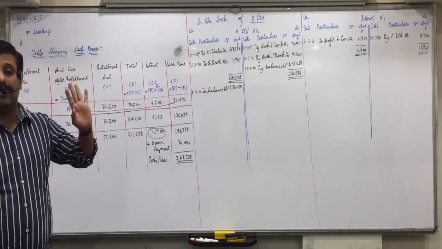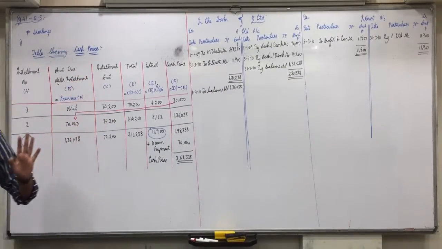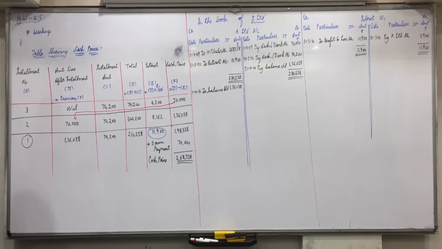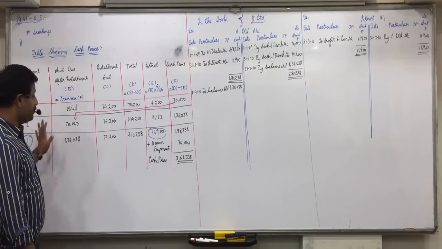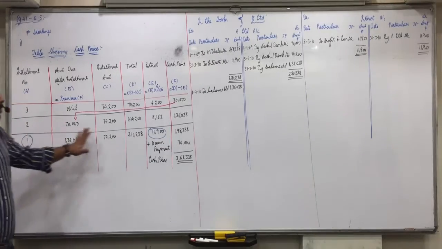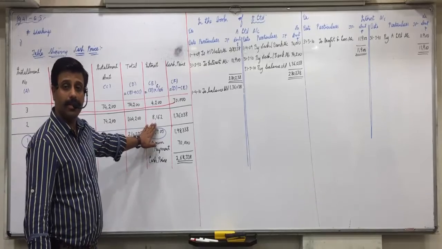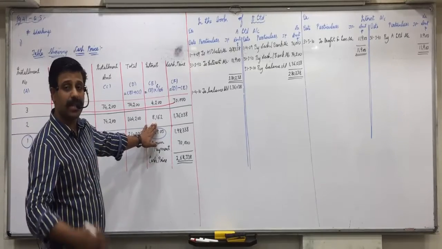First two entries, sale of asset or goods and down payment, are not to be repeated. From interest onwards, we will pass the entries for the second and third year. So we are in the second year, directly interest. Now in the second installment, what is the interest? 8162.